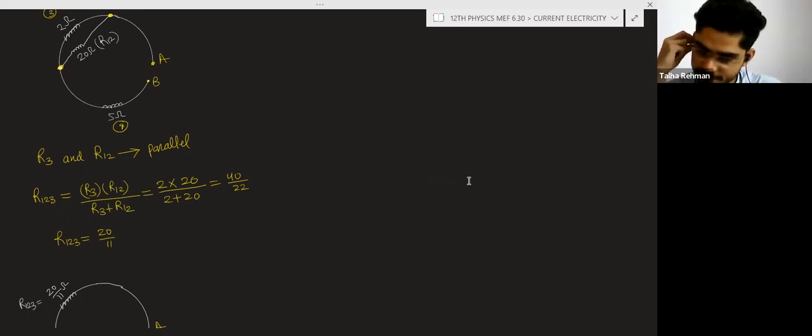Now after this, there is a very interesting network. That will be a parallel network, but that network is just folded in a way that it will not look like a parallel network, but that will be a parallel. We will see that.